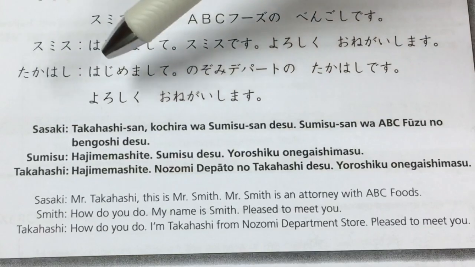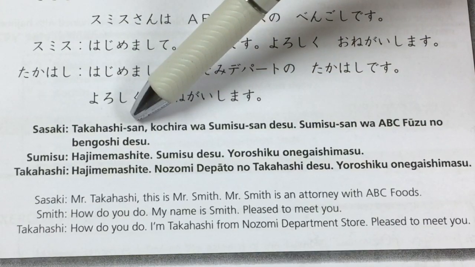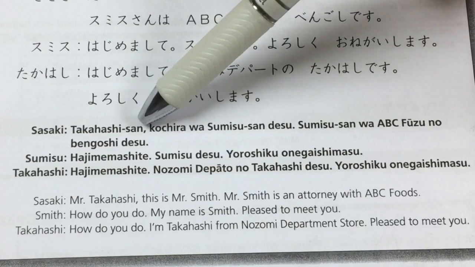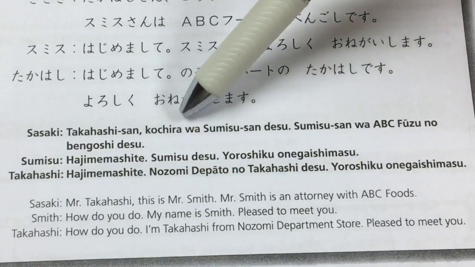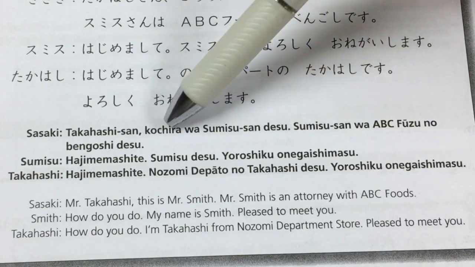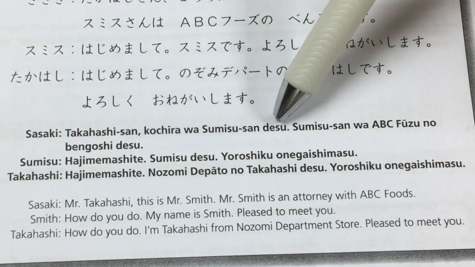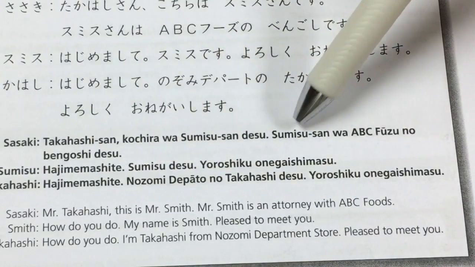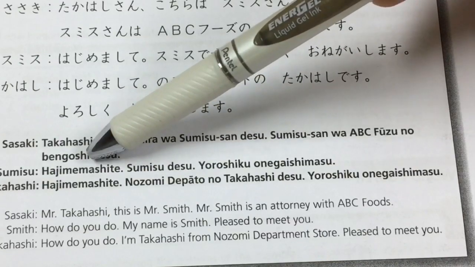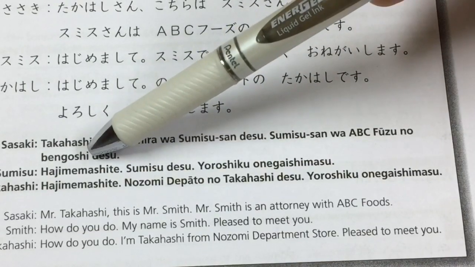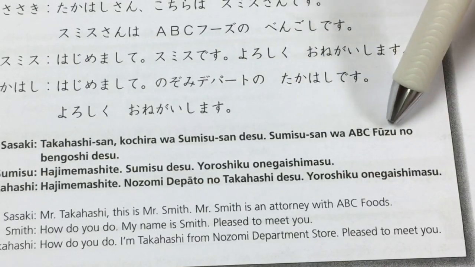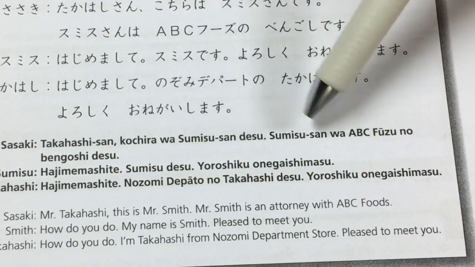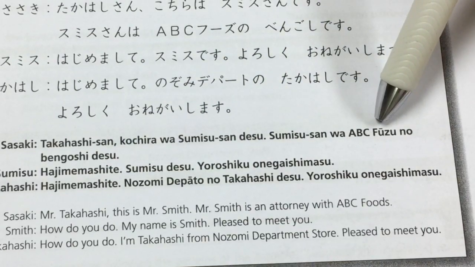Starting with Mr. Sasaki saying, Takahashi-san, Mr. Takahashi. If you remember last time, when we add san to the name of a person, we show respect to that person. So this means Mr. Takahashi. こちらはスミスさんです。This is Mr. Smith. スミスさんは ABC フーツの弁護士です。Mr. Smith is a lawyer, right? 弁護士, lawyer. Lawyer of what? Lawyer of ABC Foods. This is the name of a company, ABC Foods. Again, Mr. Smith is a lawyer of ABC Foods.